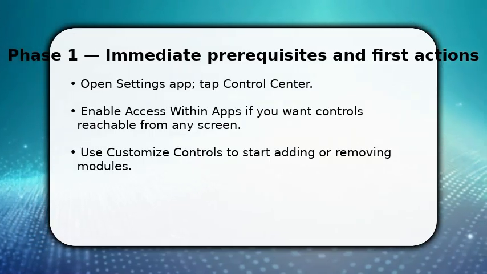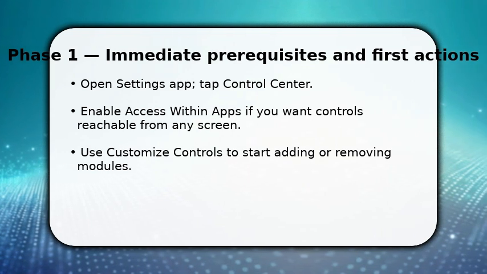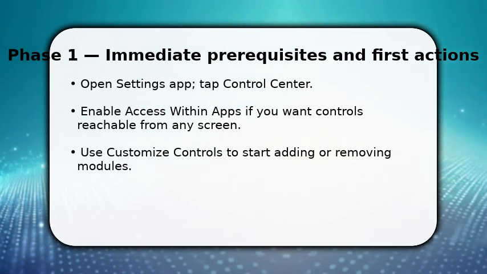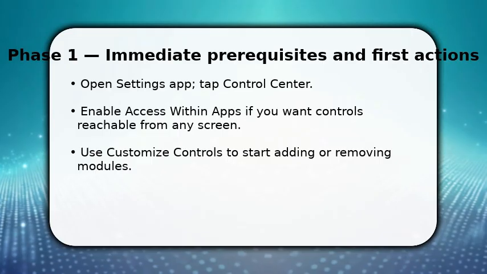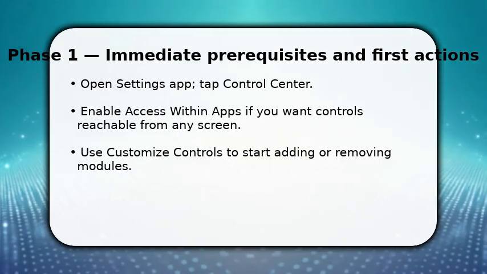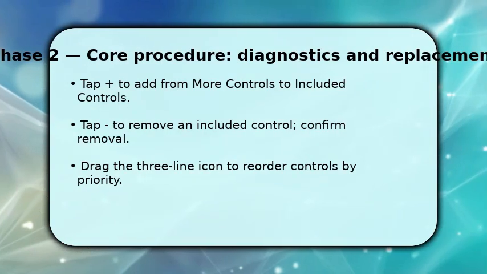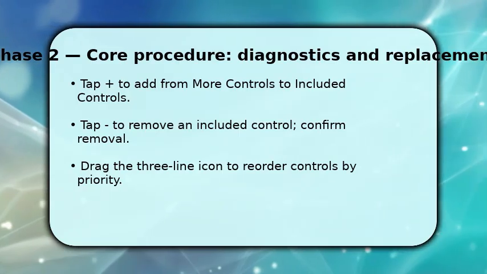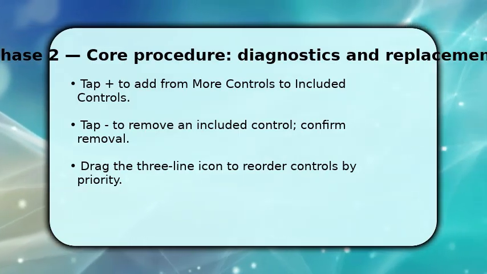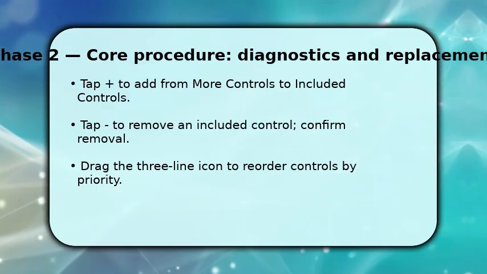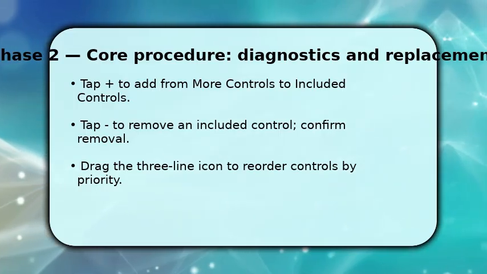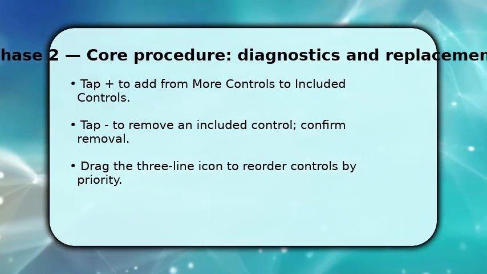Now, prepare to add or remove modules. This is the first actionable step that changes your quick settings. You add modules by tapping the plus icon next to any control in More Controls. This moves it into Included Controls so it appears in Control Center. Conversely, tap the minus icon on an included item and confirm to remove it. This keeps your panel focused.